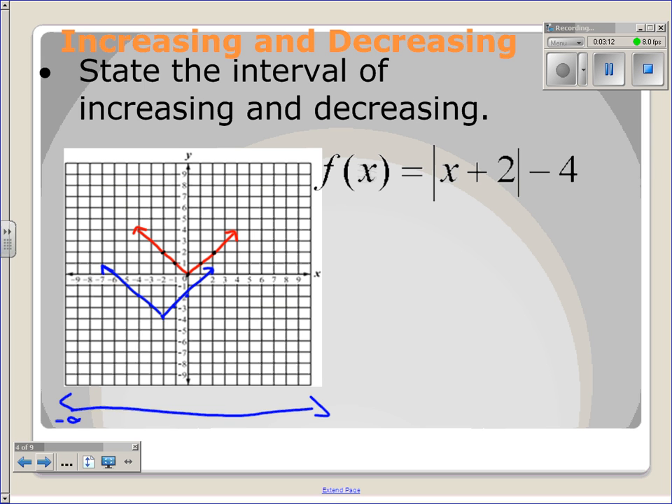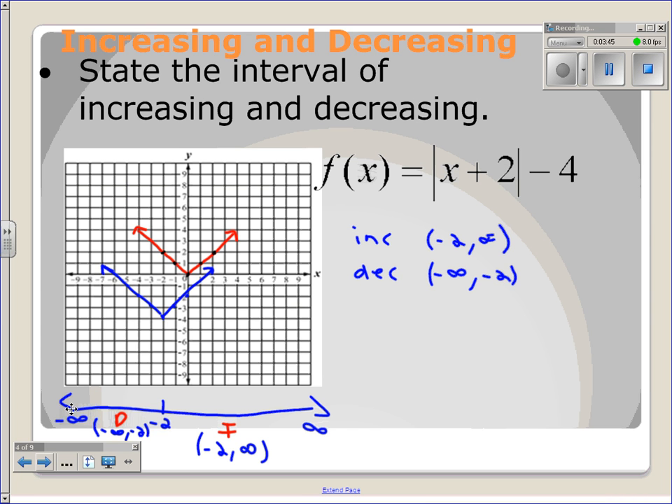For our line, negative infinity, infinity, we're going to mark negative 2. Starts going down, then goes up. So where are we increasing? Between negative 2 and infinity. Where's the graph decreasing? Between negative infinity and negative 2.